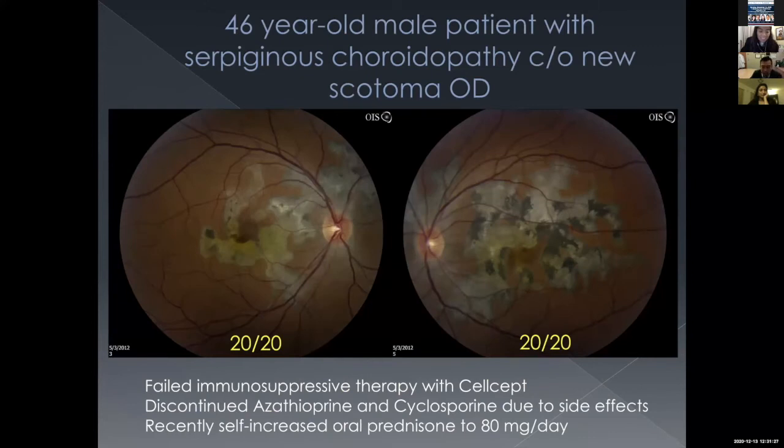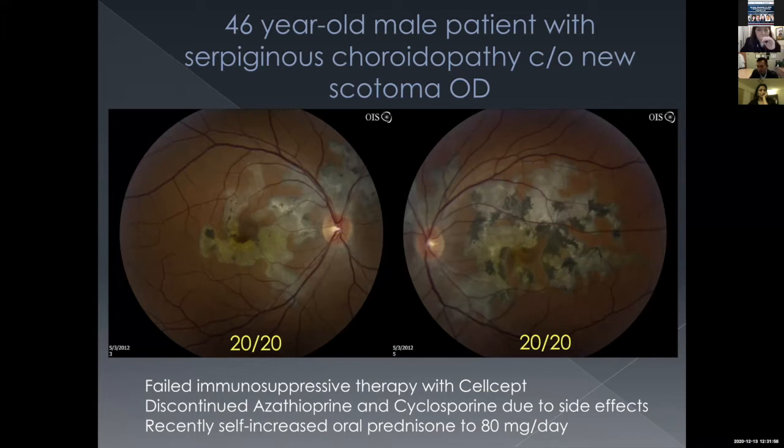This is a 46-year-old gentleman with a known history of serpiginous choroidopathy. He complained of a new scotoma involving his right eye. His visual acuity, amazingly, despite this extensive scarring, was 20/20 in both eyes. His immunosuppressive history: he had previously been on CellCept, but had failed that. He discontinued Imuran and cyclosporine due to some side effects, and recently increased oral prednisone to 80 milligrams a day.